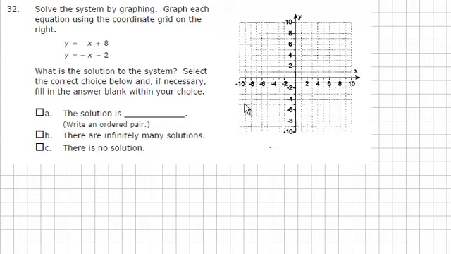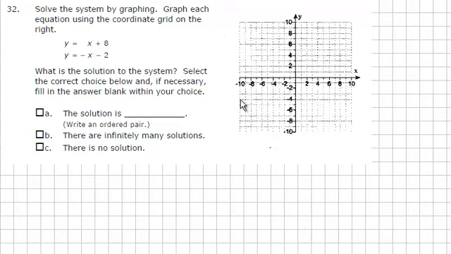Solve the system by graphing. Graph each equation using the coordinate grid on the right. The first equation in the system is y equals x plus 8. The second equation, y is equal to minus x minus 2. What is the solution to the system?